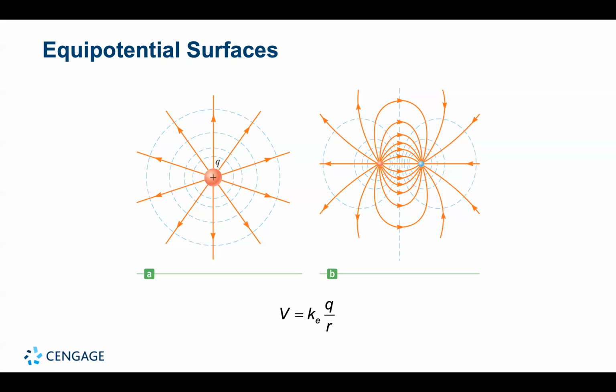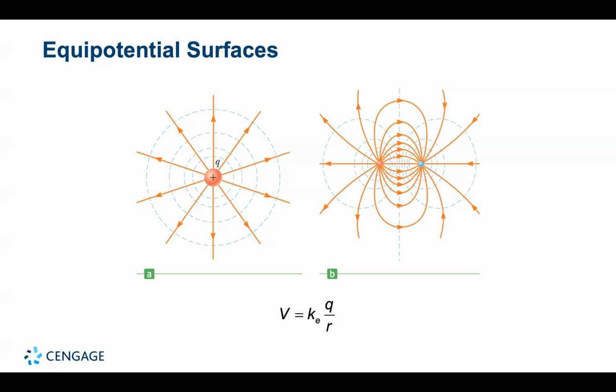We can represent equipotential surfaces by drawing equipotential contours, which are two-dimensional views of the intersections of the equipotential surfaces with the plane of the drawing. Like in the figure shown here, we generally refer to equipotential contours simply as equipotentials. In the figures, notice that the equipotentials shown in blue are perpendicular to the electric field lines, which are shown in orange.